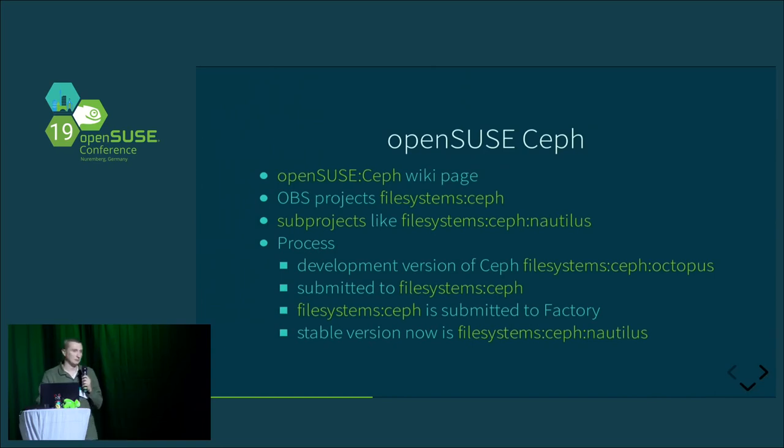If we have the packages built for a long time in our filesystems Ceph development repo, those get submitted to Tumbleweed, and the stable packages of Ceph get submitted to Leap as well. So you can see here that we have the openSUSE Ceph wiki page, which you can check, and there are some hints on how to configure and use Ceph, as well as the build server projects, where you can check what kind of packages are there and how that looks. I will show you in a moment.